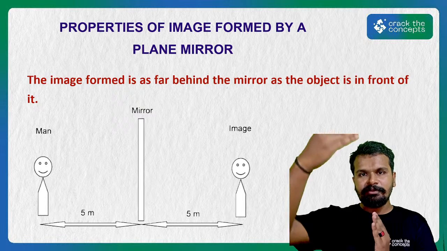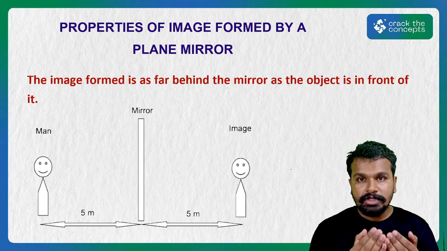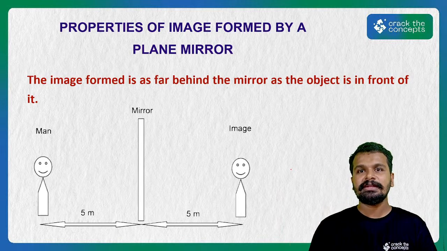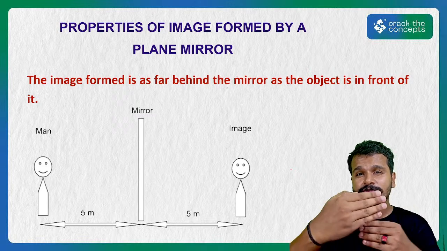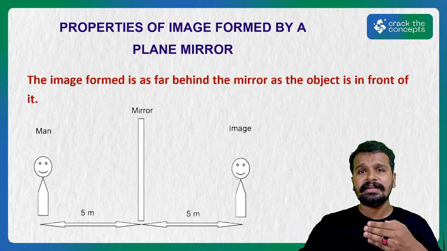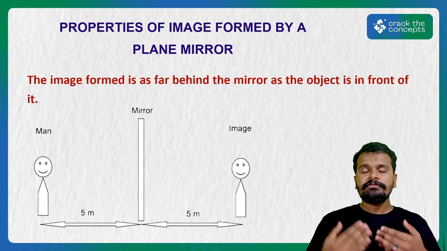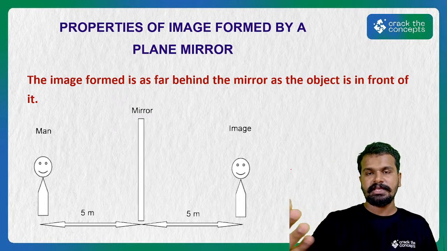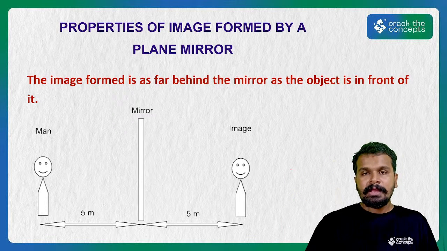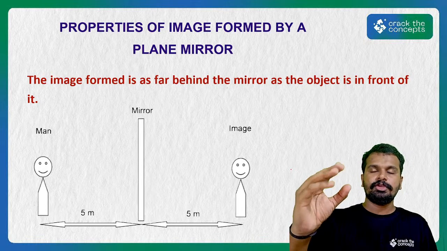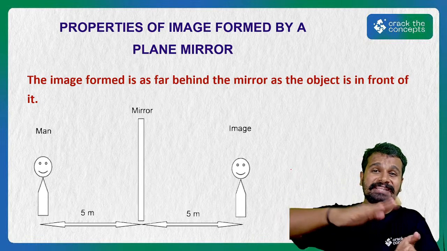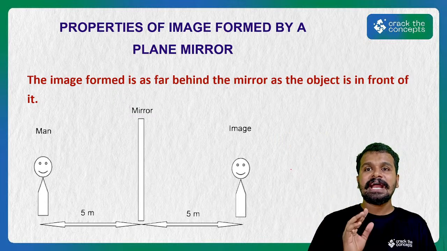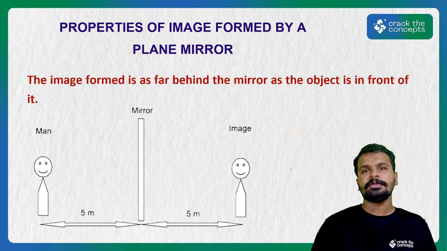If you are standing in front of the plane mirror, if you are standing near to the plane mirror, you can see that your image is also near. Am I right? You can feel that your image is also just behind the mirror. But if you are moving away from the mirror, suppose you are standing at some distance in front of the plane mirror, you can see that inside the mirror, your image is also formed at that particular distance itself. Got it? You will feel that your image is also far away from the mirror.